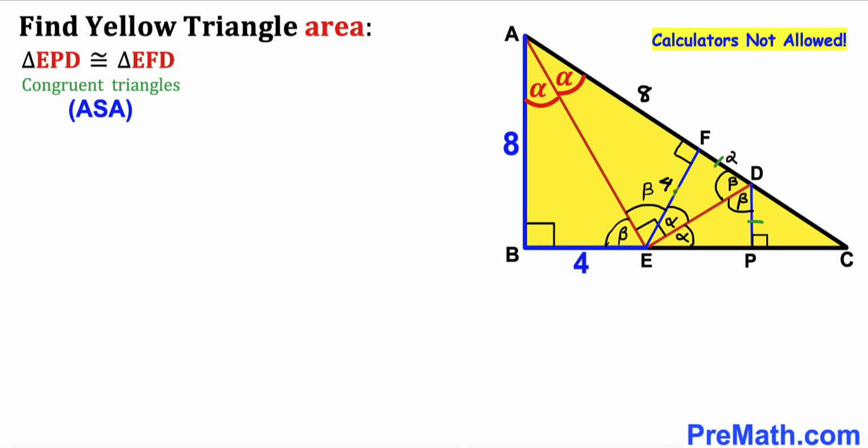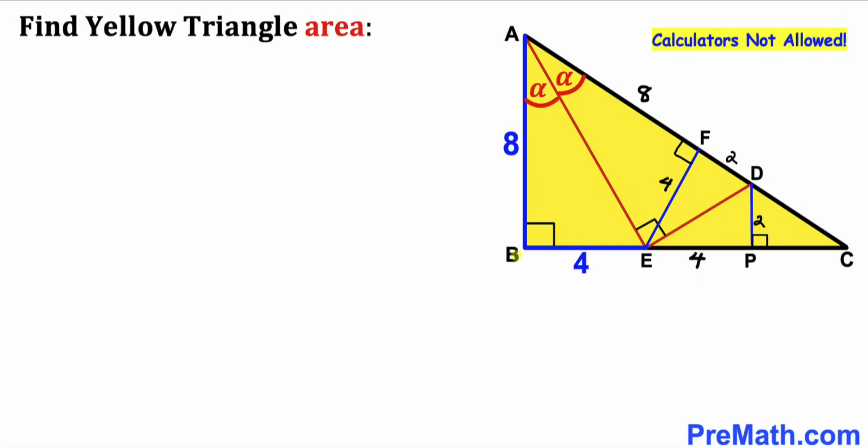Likewise, this side length EF is going to be congruent to this side length EP. So therefore, this segment PD turns out to be 2, and likewise this EP segment is 4 units. And now we can see this whole segment BP is 4 plus 4, which means it is 8 units.